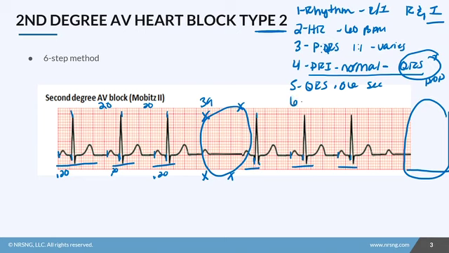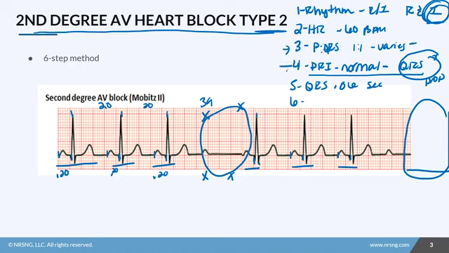And then in step number 6, we identify the rhythm, and it is second degree AV heart block type 2. So let's recap the characteristics. The rhythm is regular and irregular when we drop the QRS. The heart rate is usually slow, okay, because there is some type of AV heart block. The heart rate is for the most part slower than normal. The P to QRS ratio, for the most part, is 1:1, but it varies when it is obviously not there, when the QRS is dropped.